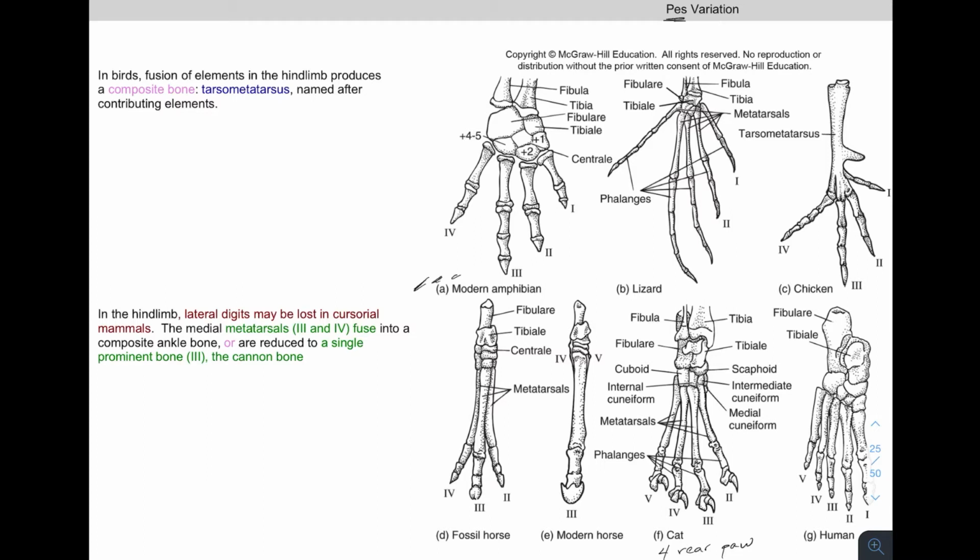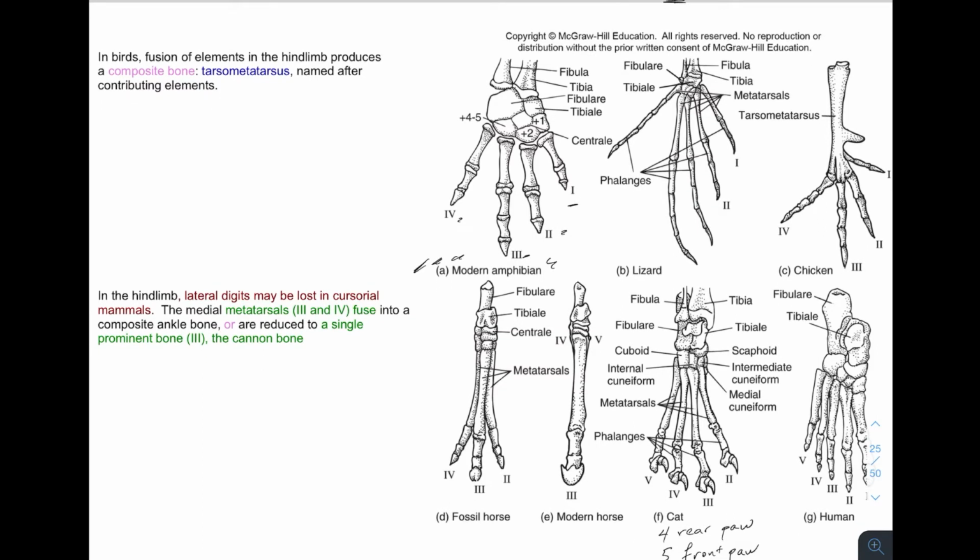What you notice in the modern amphibian is, again, a very similar anatomy as with their manus, where you have 1, 2, 3, and 4 right there, but you're missing 5. With the modern day lizard, again, very similar to their manus, where you have 1, 2, 3, 4, and 5 right there. And what you need to think about is, okay, why is it that modern amphibians and lizards have a very similar manus and pes anatomy?